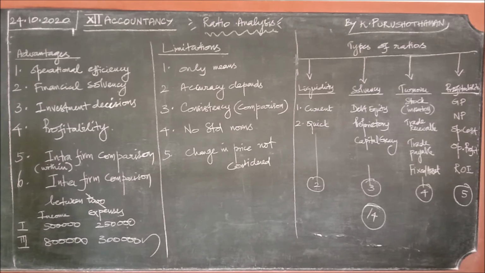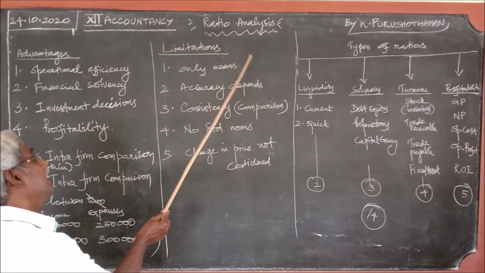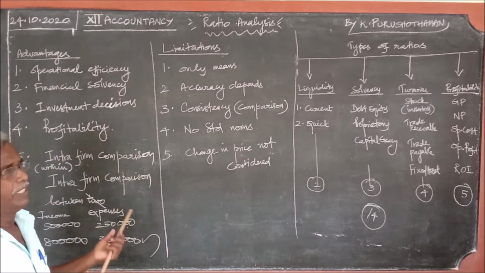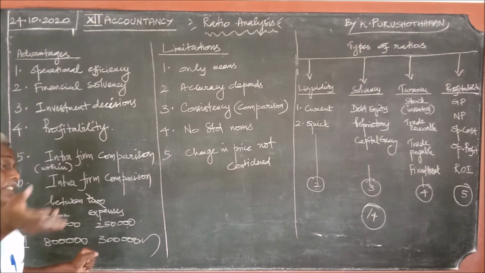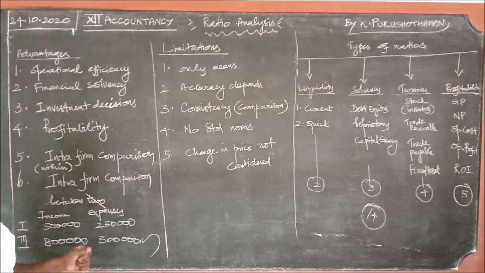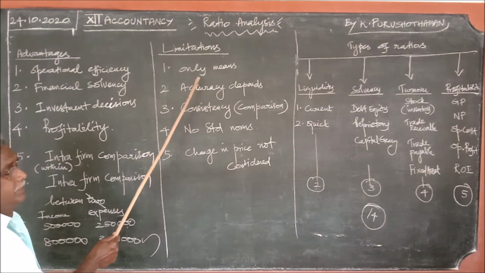So in that case, we cannot say the ratio calculated is accurate. The accuracy depends upon the data available. If the data available is correct, the ratio also will be correct. If the data available is not correct, the ratio also will not be correct. So this accuracy of the ratio depends upon the genuineness of the data. So it is a drawback.